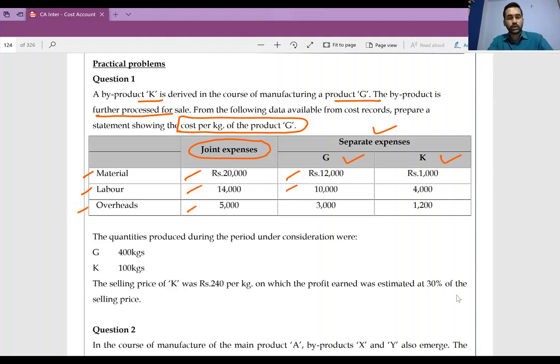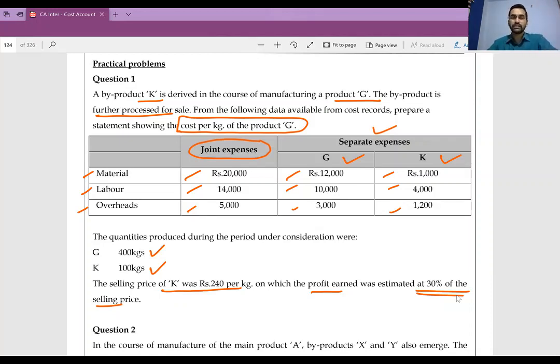The quantities produced and sold, nothing else is given, means produced and sold during the period under consideration were G 400 kg, K 100 kgs. Okay. Selling price of K was 240 rupees. Look at this. They have given the selling price of K, on which a profit is estimated to be 30% of the selling price. Here you have selling price of K, profit of K.